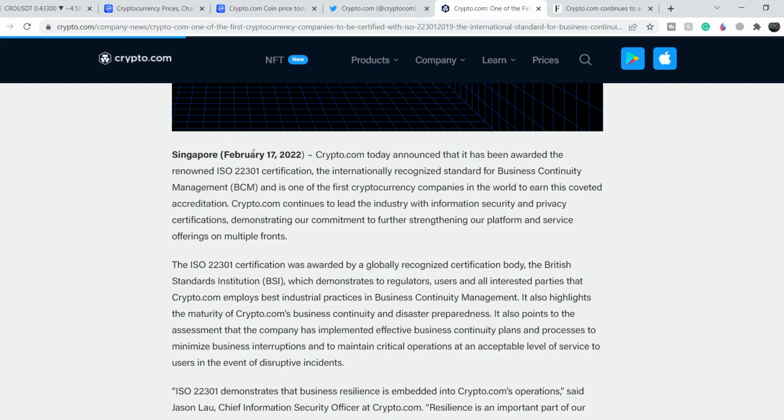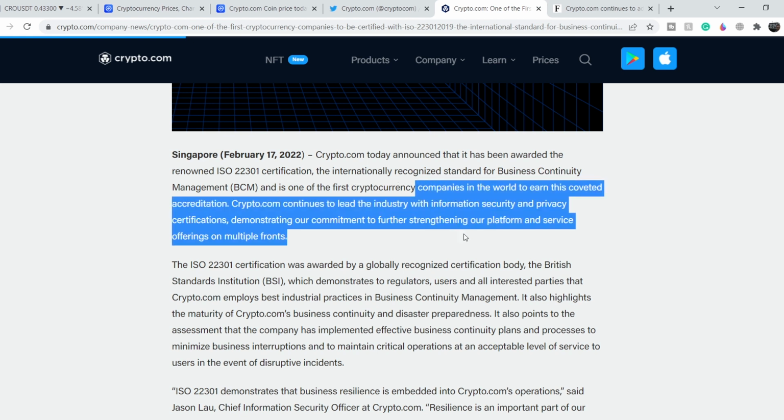Crypto.com today, on February 17th, announced that it has been awarded the renowned ISO 22301 certification, the internationally recognized standard for business continuity management, and is one of the first cryptocurrency companies in the world to earn this coveted accreditation. Crypto.com continues to lead the industry with information security and privacy certifications, demonstrating our commitment to further strengthening our platform and service offerings on multiple fronts.